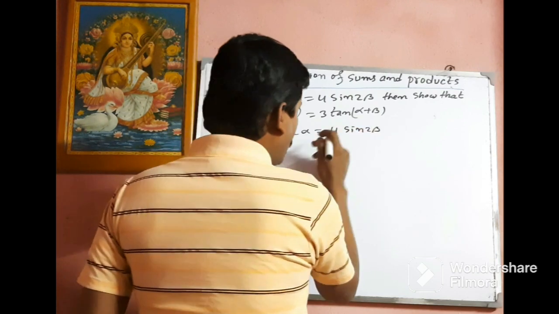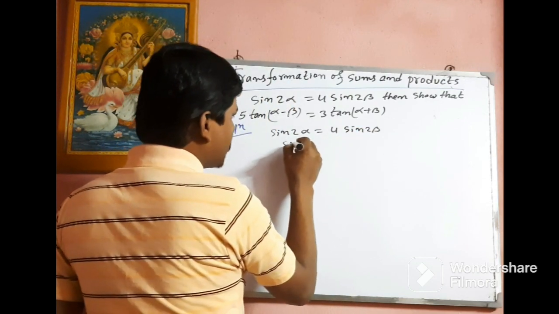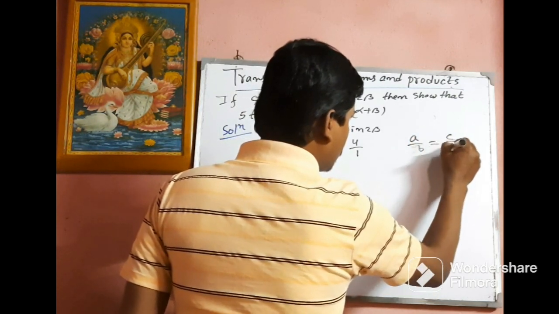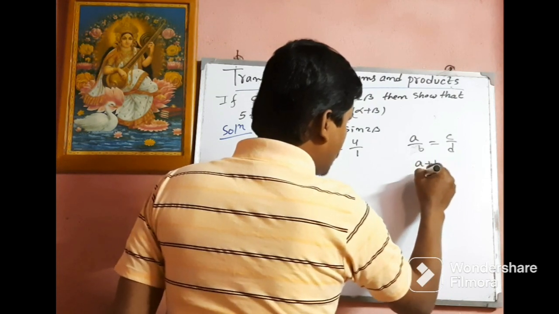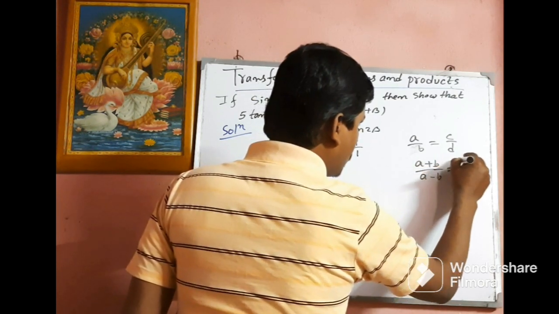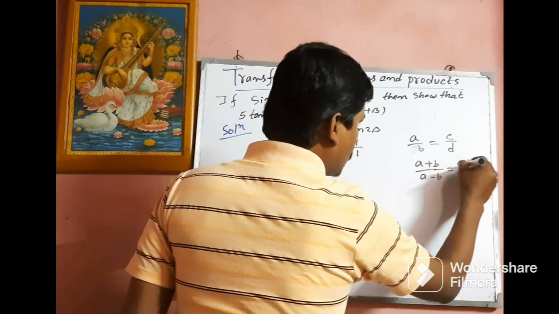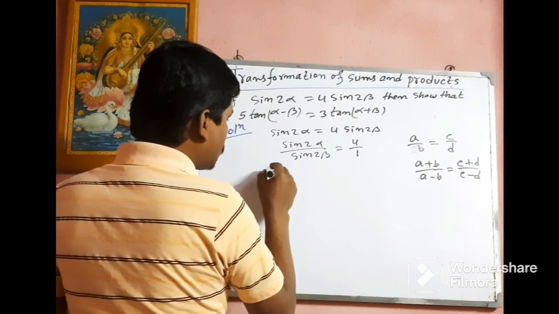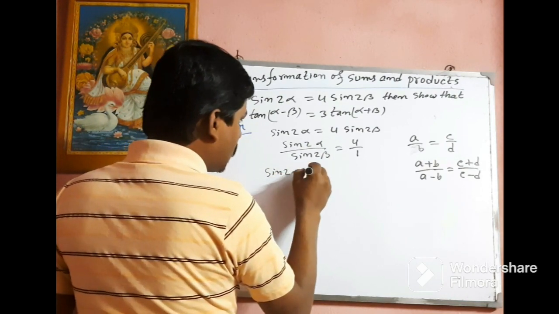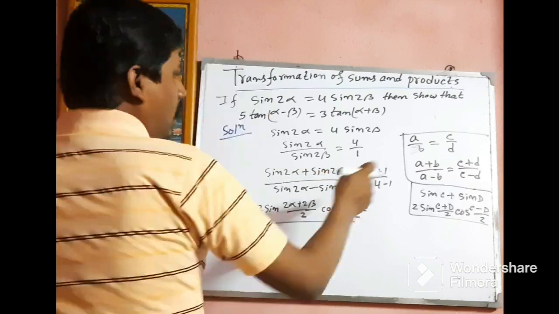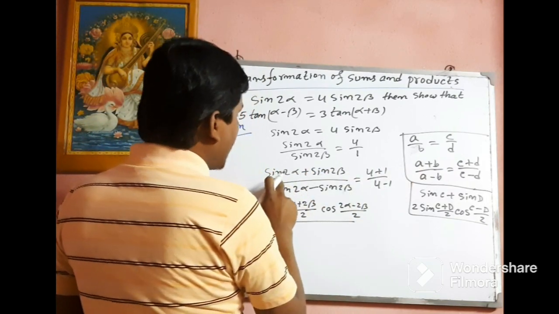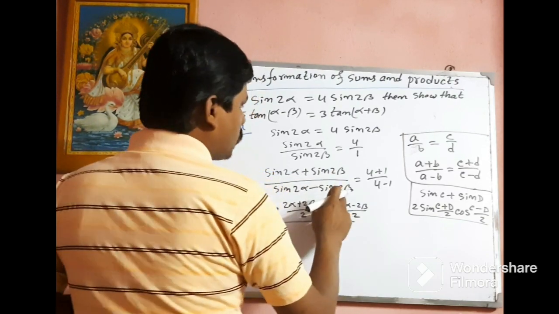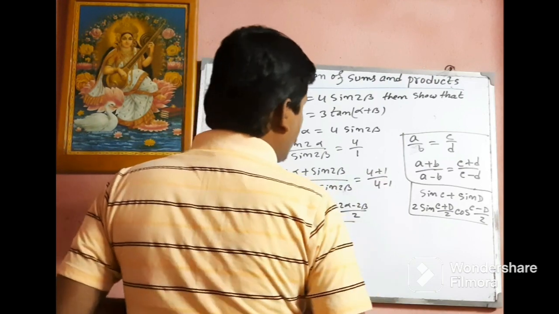Now moving and calculating, we are using the formula of class 10th level, and this formula is called componendo and dividendo. Componendo dividendo formula is used here. Now we are using the componendo dividendo formula. We get sin of 2 alpha plus sin of 2 beta divided by sin of 2 alpha minus sin of 2 beta, equal to 4 plus 1 divided by 4 minus 1.